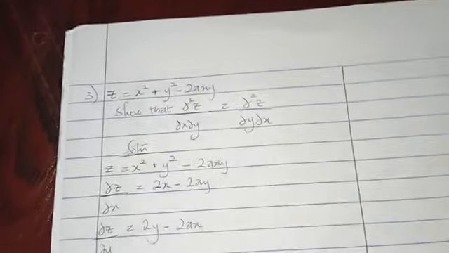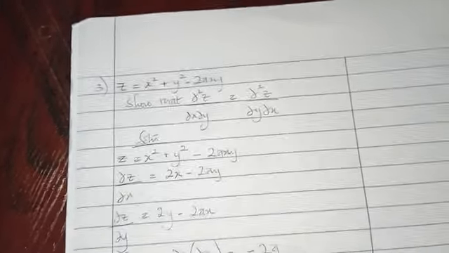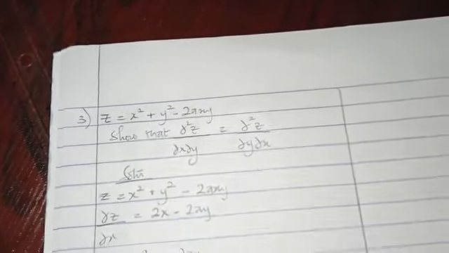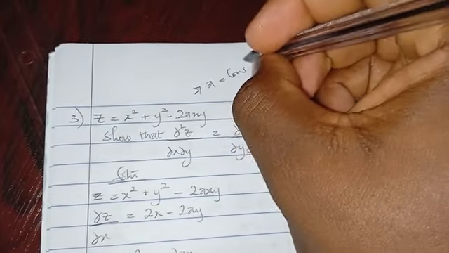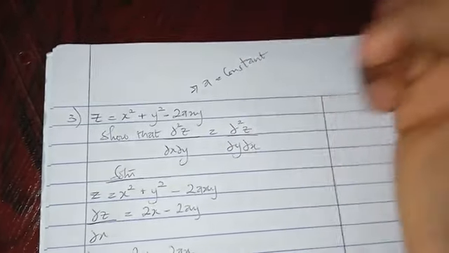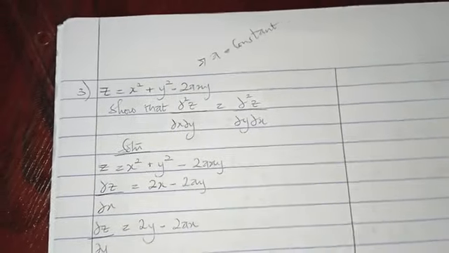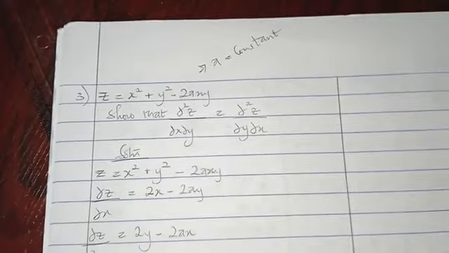Alright, the third question, you're asked to find z. You're given z is equal to x squared plus y squared minus 2axy. Here, a is a constant. You're asked to show that partial square z over partial x partial y is equal to partial square z over partial y partial x.